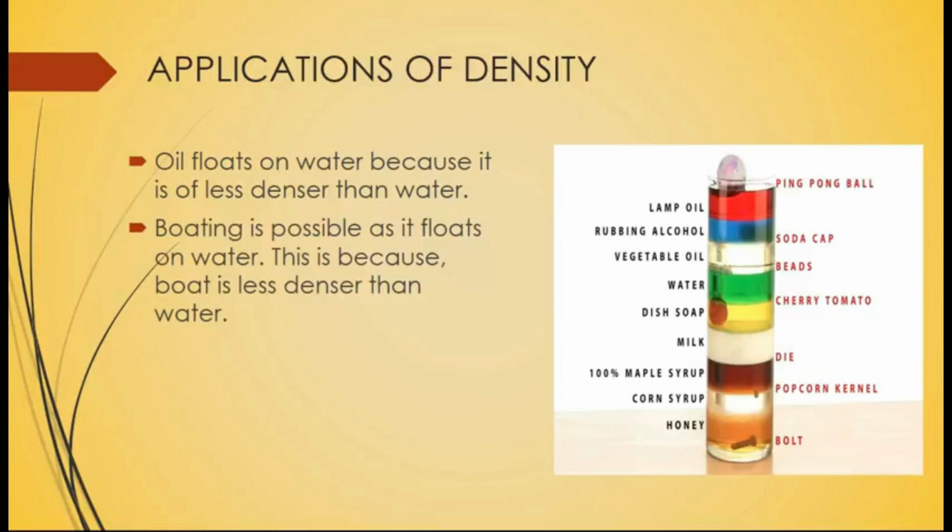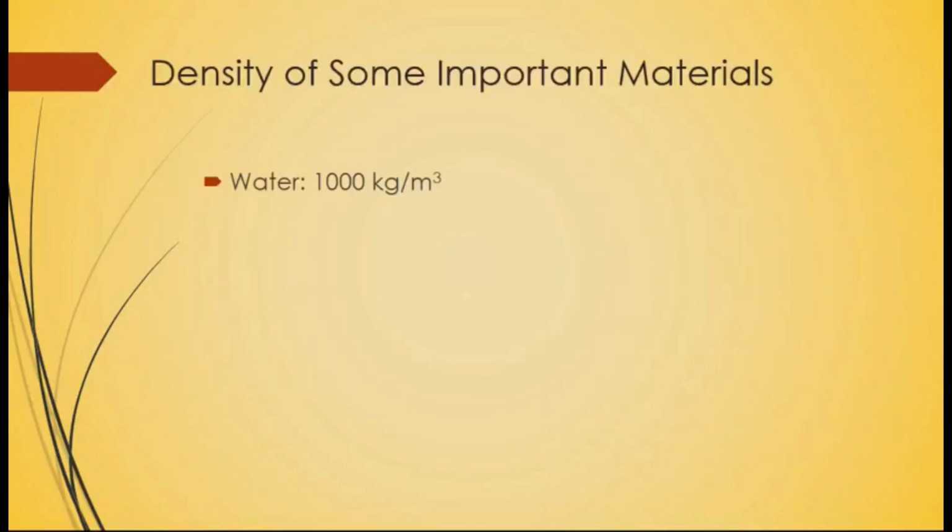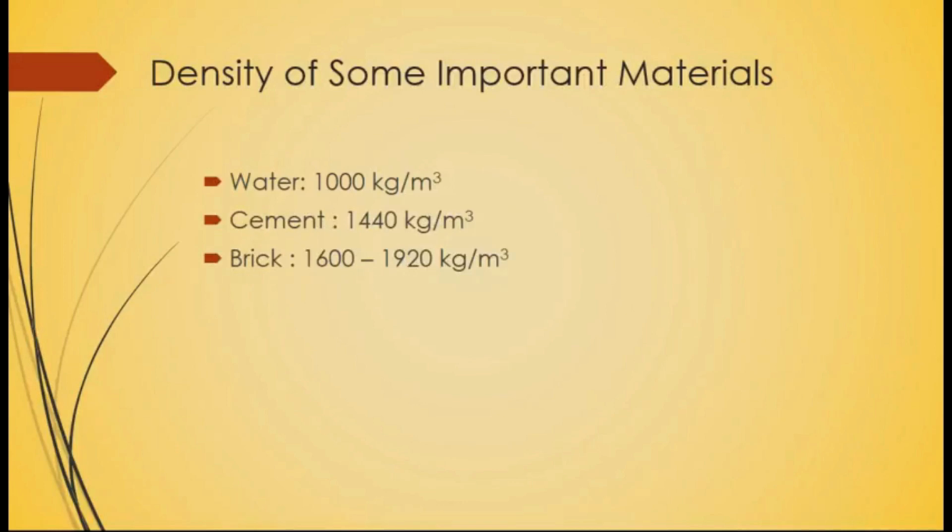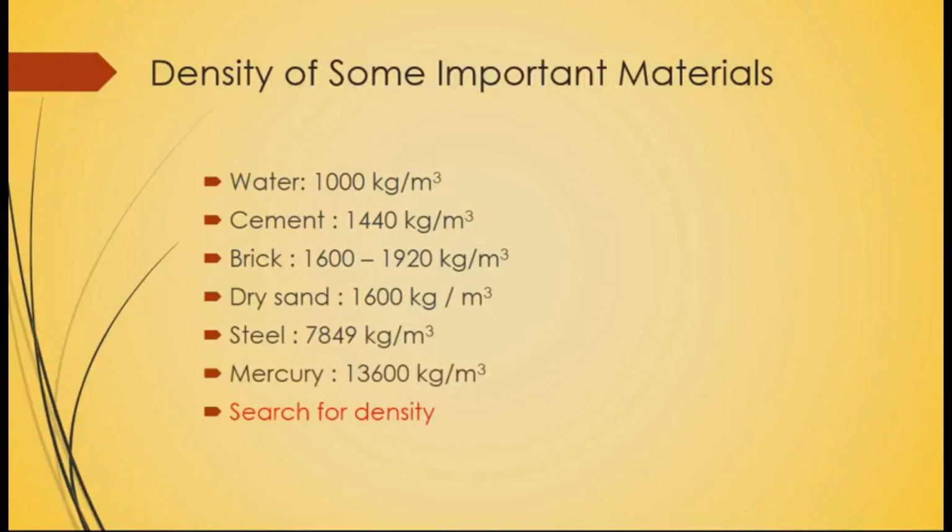And boating is possible because it floats on the water. This is because the boat is less dense than water. And now your work is to find out some more examples. And density of some more important materials I am giving to you: water 1000 kg per meter cube, cement 1440 kg per meter cube. So here I am giving you the important building materials densities, and dry sand, steel, brick, mercury. And now your duty is to search some density of some more materials.